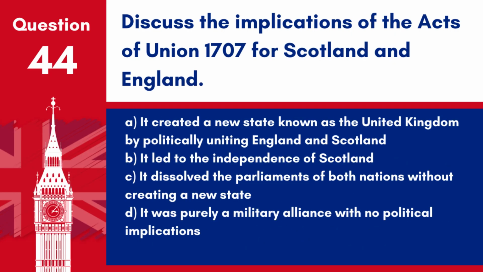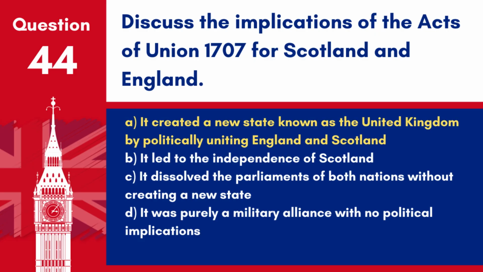Question 44. Discuss the implications of the Acts of Union 1707 for Scotland and England. A. It created a new state known as the United Kingdom by politically uniting England and Scotland. B. It led to the independence of Scotland. C. It dissolved the parliaments of both nations without creating a new state. D. It was purely a military alliance with no political implications.